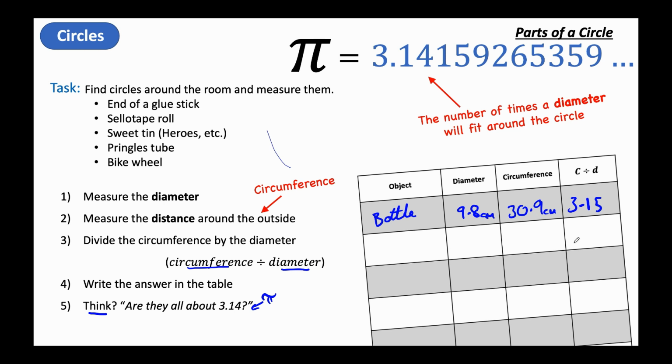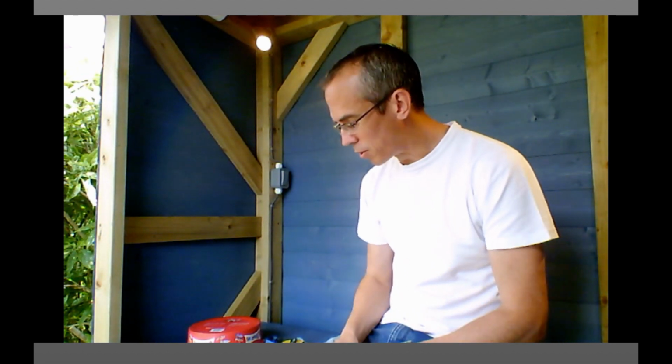Now there's a video just coming up now that will explain how you might be able to measure it. You shouldn't need much specialist equipment. Okay? Right, so this is my little instruction video of how to do the measuring part.